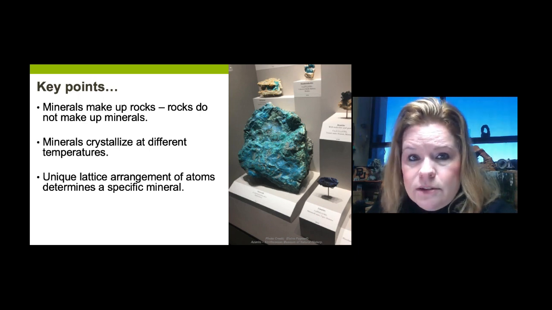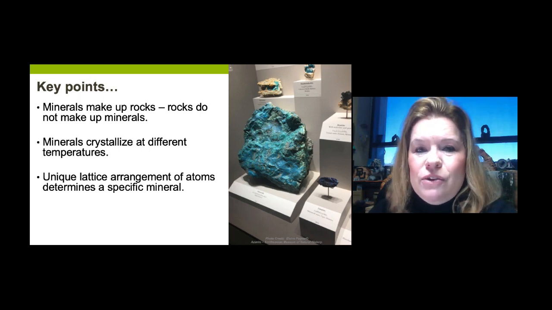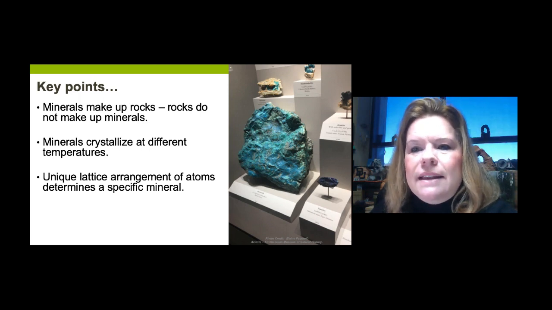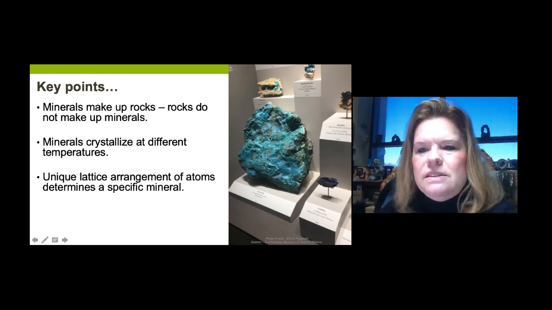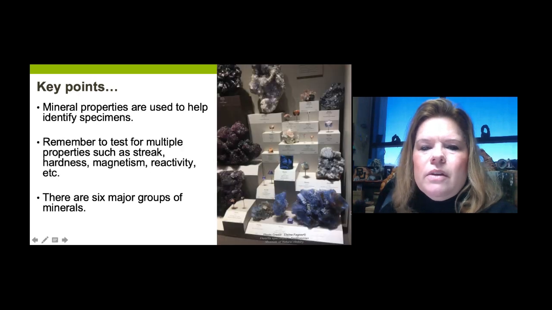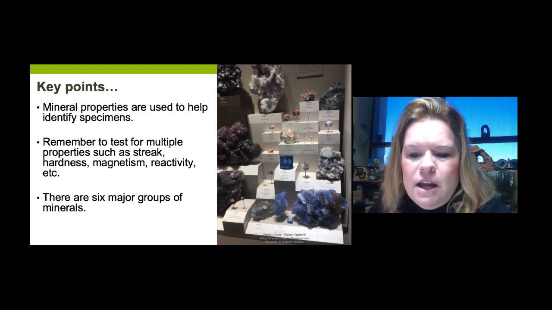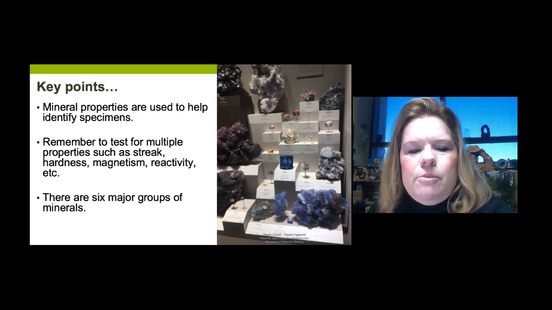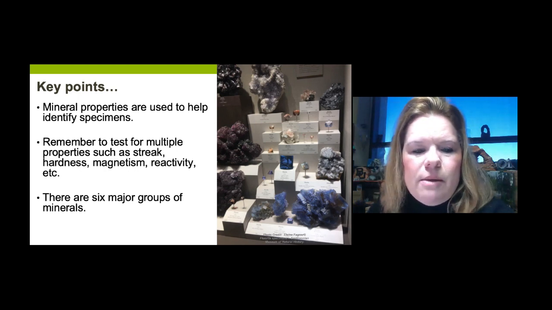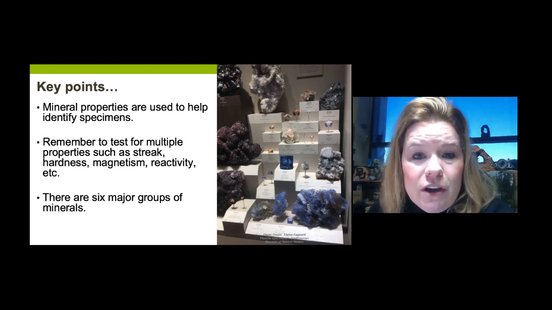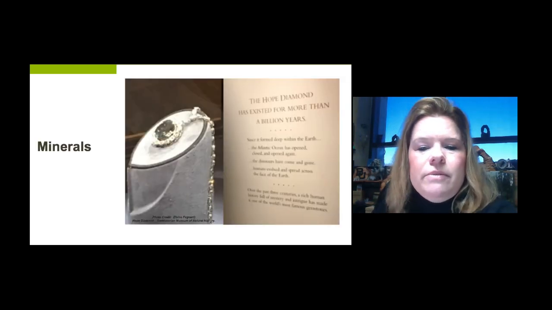So the key points for minerals. Minerals make up rocks, rocks do not make up minerals, and all minerals crystallize at different temperatures. They also melt at different temperatures. Their unique lattice and arrangement of all of those minerals is what dictates if it looks like something like this, or it might be this right here. Mineral properties are used to help identify specimens of all different types. So remember to do your other special properties such as streak, hardness, magnetism, special properties to help narrow the scope of what that mineral could be. And there are those 6 major groups of minerals that we use to classify all minerals known to man.